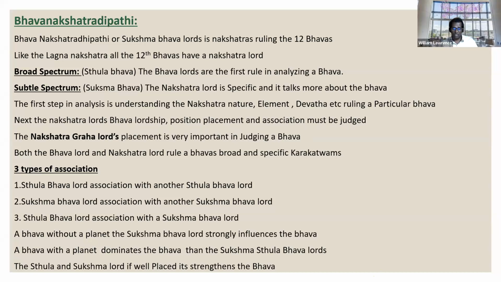So the Jiva Sarira part, how to understand the combination, I think you all know a bit of how to use nakshatras. Then the nakshatra graha lord's placement is very important in the Jaya Bhava. Both the Bhava lord and the nakshatra lords matter. If, let's say, the seventh house is Rishabha, it is not Shukra alone.